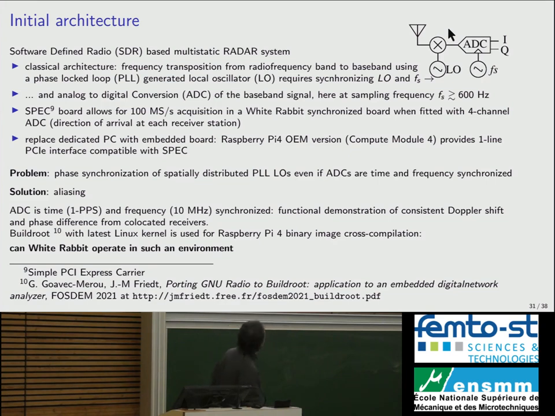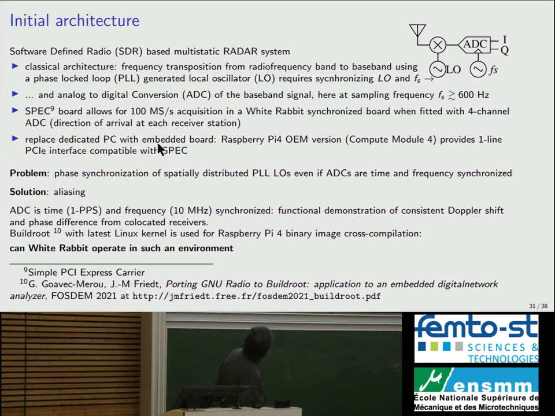So actually the White Rabbit will need to be used for two applications. One of them is generating the radio frequency signal that clocks the local oscillator for frequency transposition of a radio frequency band to baseband, and the second one is synchronizing the acquisition on the A to D converter. And so that's the objective of my use of the AD9548, is to try to generate these two signals.